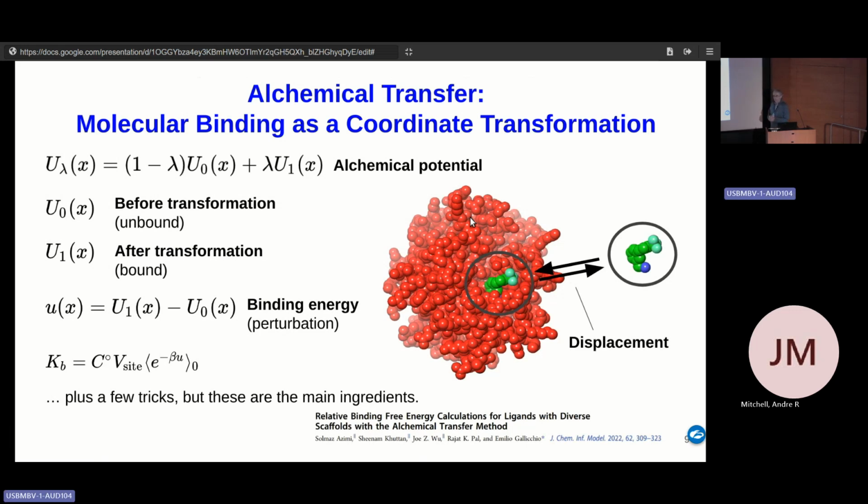The reason that it's easy to implement is because when you put this in an MD code, you only play with coordinates. And MD codes are very good at handling changes in coordinates. If you want to change a charge, or a force field parameter, you have to do extra work. But if you just change the coordinates, things turn out to be a lot easier. And the main paper came out a couple of years ago.